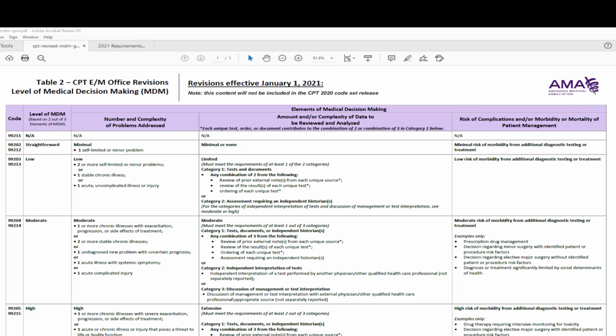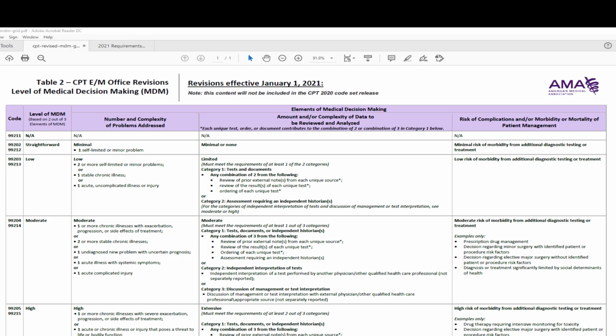So you need at least 2 out of these 3 components between the number and complexity of problems addressed, the amount and or complexity of data to be reviewed and analyzed, and the risk of complications. All right, you need at least 2 out of those 3 to qualify for any of these categories. All right, so for a 99202, 99212, first of all, number and complexity of problems addressed is minimal. That means 1 self-limited or minor problem.